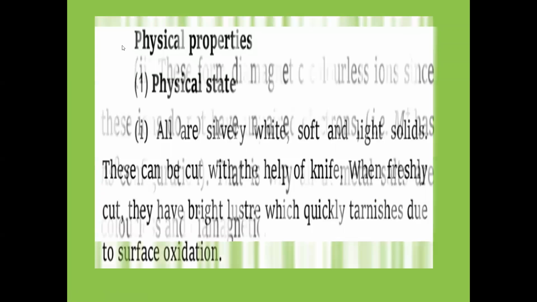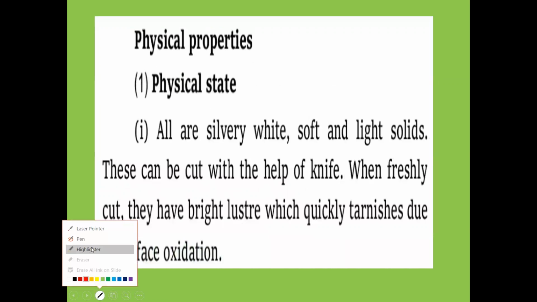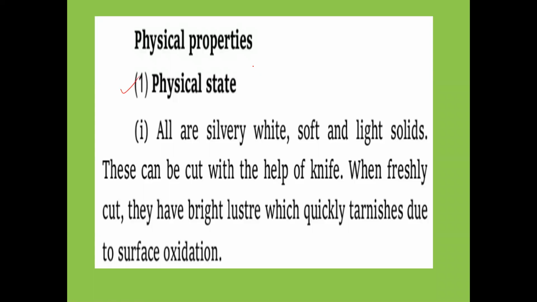Next, the physical properties. This week's examination syllabus is up to the physical properties of alkali metals. There will be two types of properties: physical and chemical. This week's examination is up to physical properties. Chemical properties will not be there. Now see here, the physical state means what? Solid or liquid or gaseous state or aqueous state. So solid, liquid, gas, these are physical states.